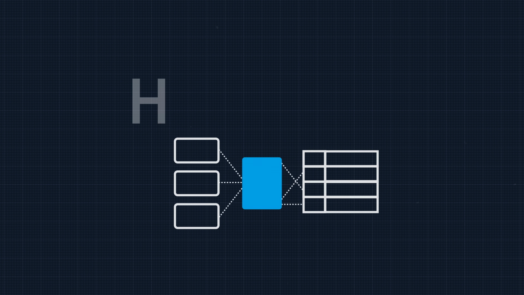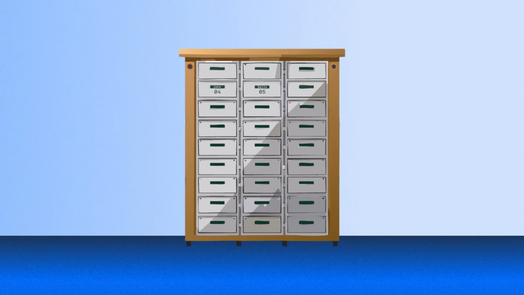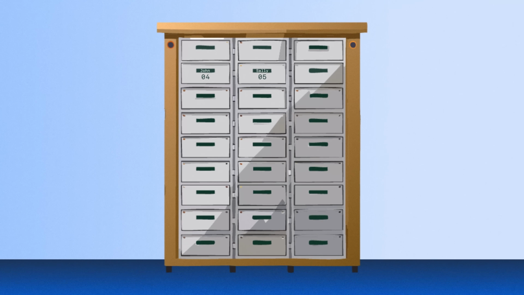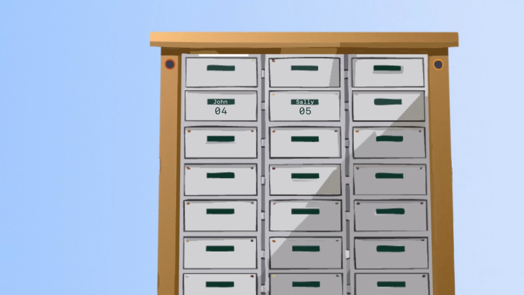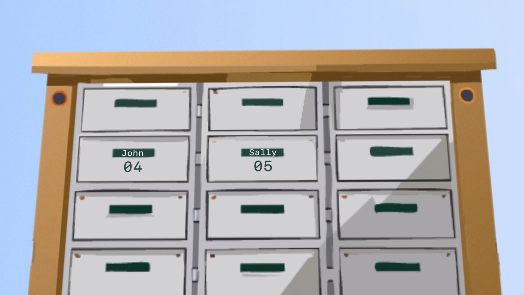The next data structure we're going to talk about is the hash map, and make sure you know this one. Think of a hash map like a mailroom in an office, where every employee has a dedicated mailbox. Instead of sorting through all the mail one by one, you just look, oh, John, his mailbox is number 4. Sally, her mailbox is number 5. You know exactly where to put it, and John and Sally know exactly where to access it.